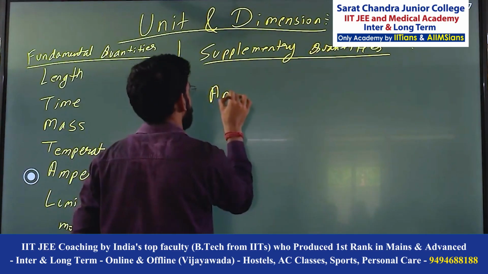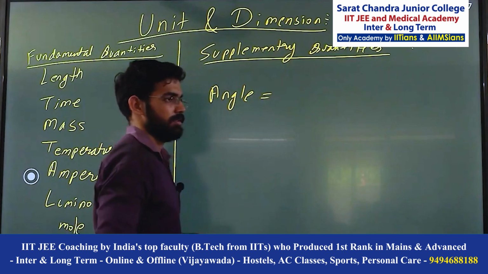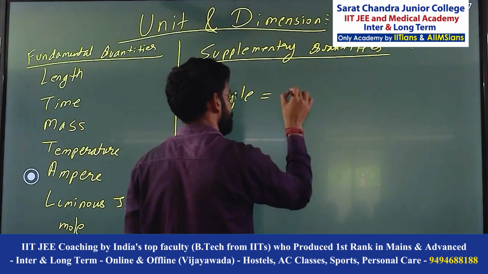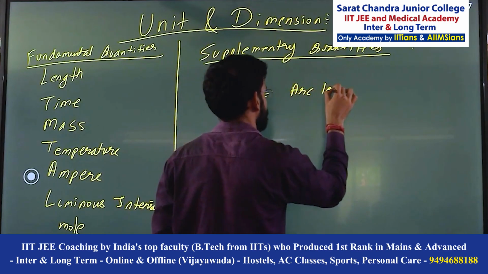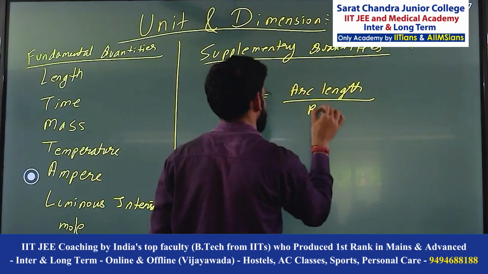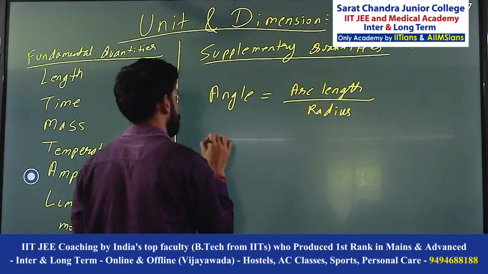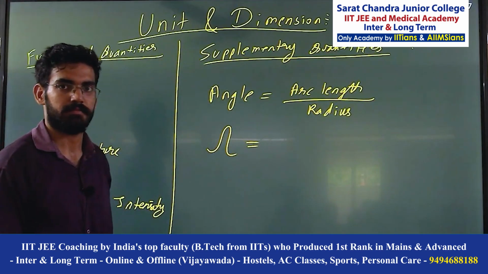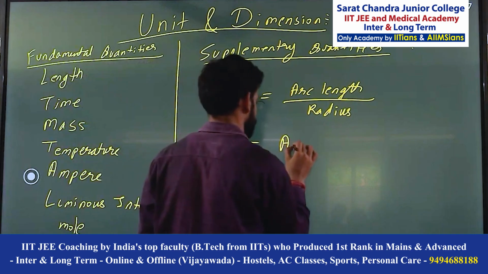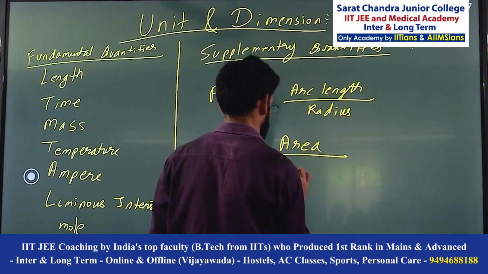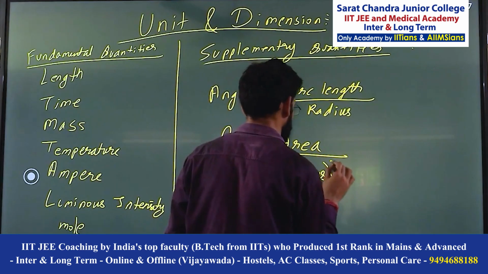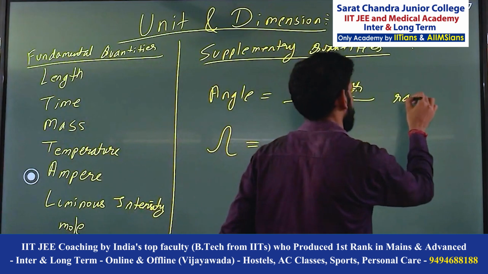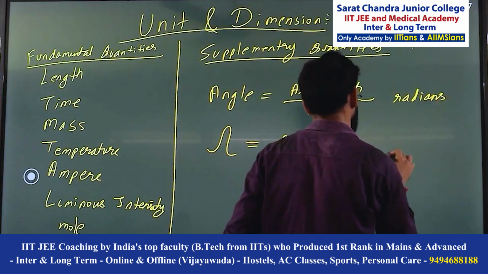Supplementary quantities, we say angle. Angle is defined as arc length per unit radius. And steradian we denote with this form. What is this? Radius square. There is no point I will define here. This unit is known as radians, and this unit is steradians.